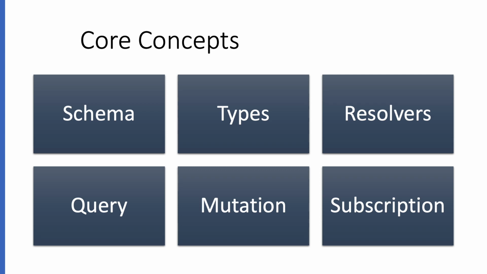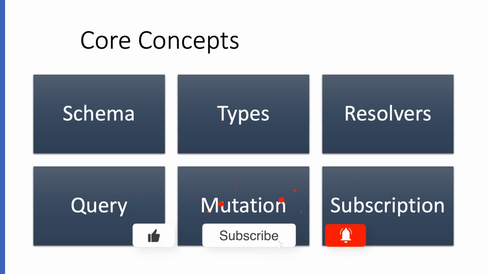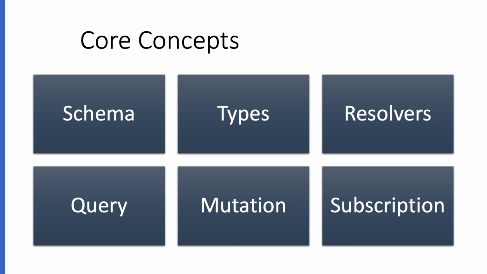The query is basically going to be the main entry point for us within GraphQL. So basically that's going to be the endpoint that we're going to be sending all of our requests to. Types can be anything we want. It could be a query, it could be a mutation, it could be a subscription, but basically it could be the model that we want to utilize within our GraphQL.